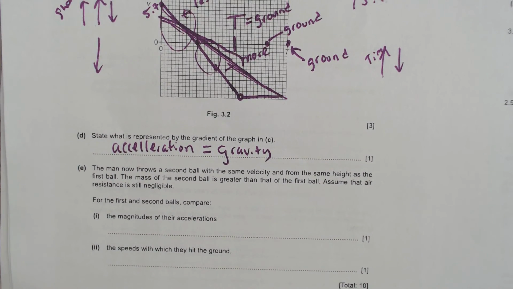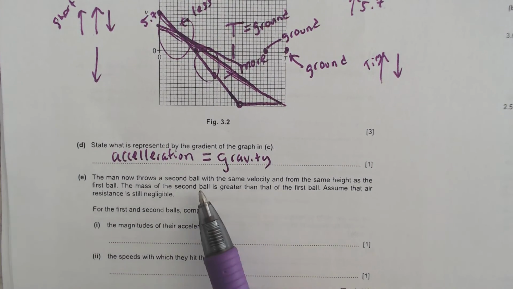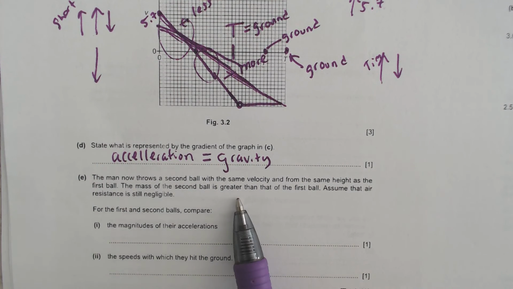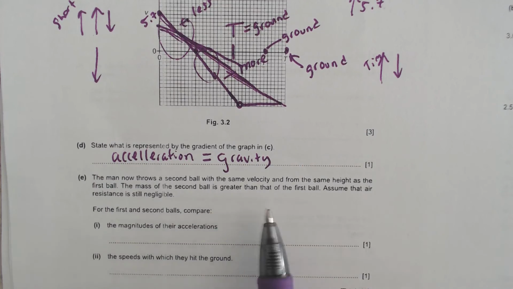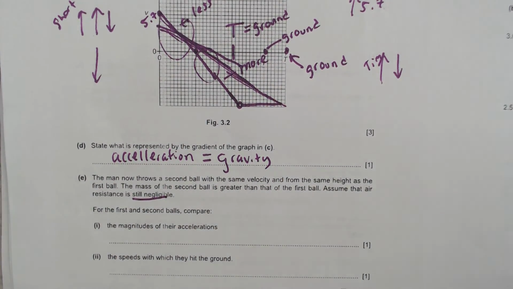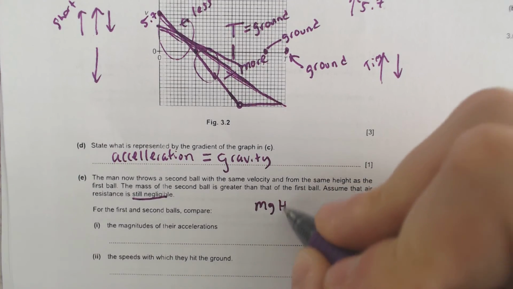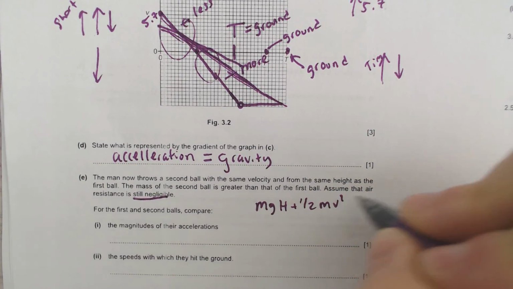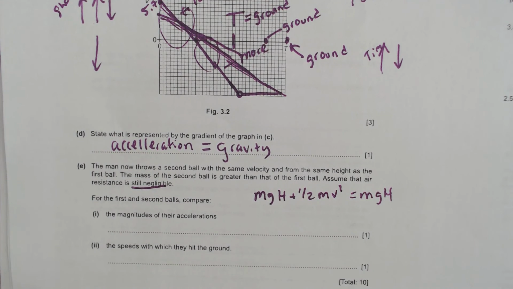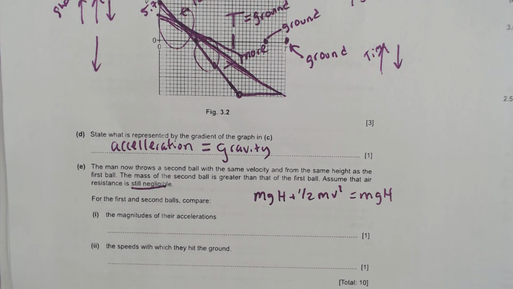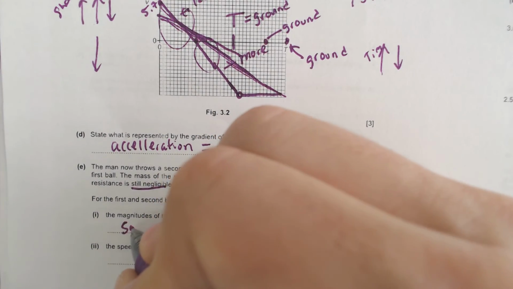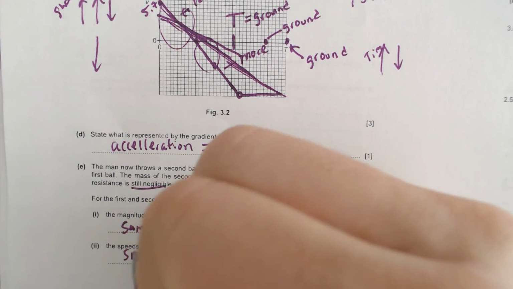For the first and second, oh wait, we got to read. The man now throws the second ball with the same velocity from the same height as the first ball. The mass of the second ball is greater than that of the first ball. Assume that air resistance is still negligible, because if it wasn't, we'd have a whole different scenario. Remember when we first did this with energy? That the m's canceled out? So that would mean that the acceleration and the speeds would be the same if air resistance is negligible. So it should be the same, and it would be the same.